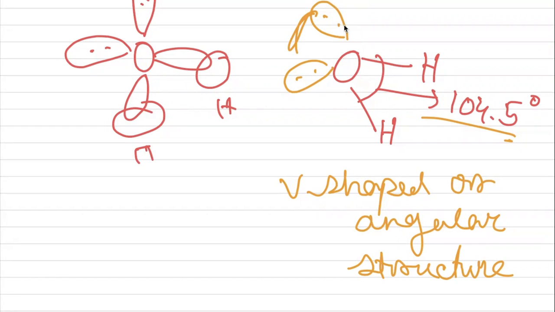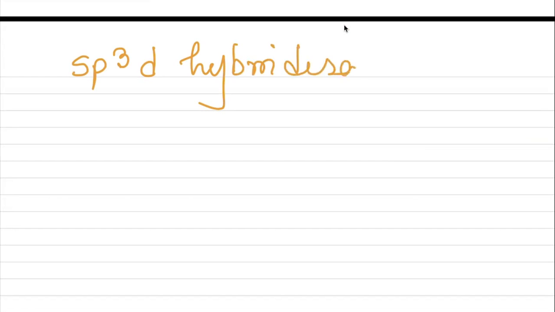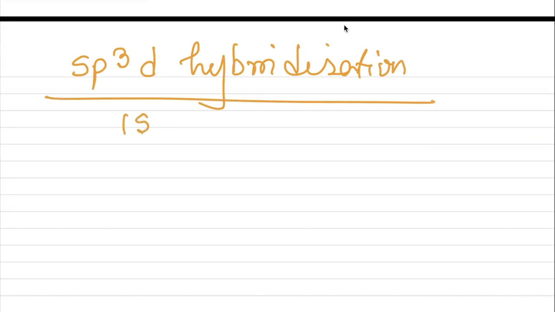Okay. Now next, sp2 and sp3 we have done. Next we will do sp3d hybridization. So here one s orbital, three p orbitals and one d orbital will intermix with each other.